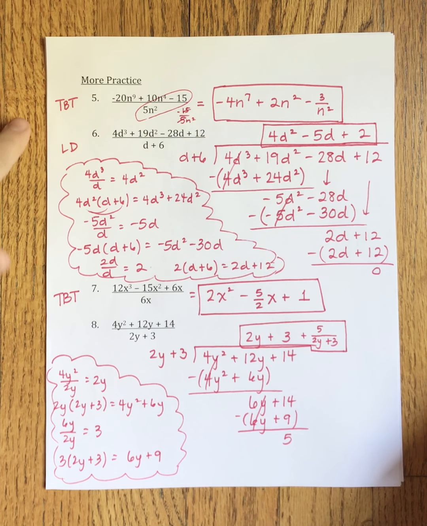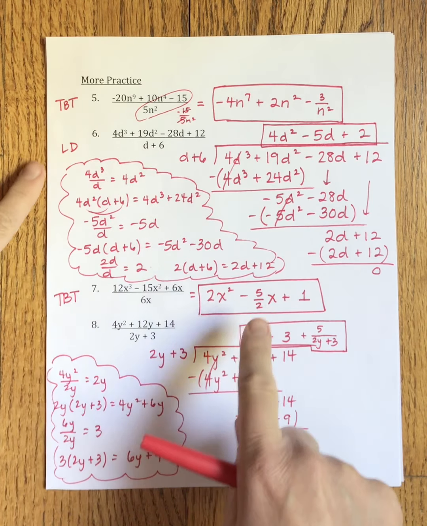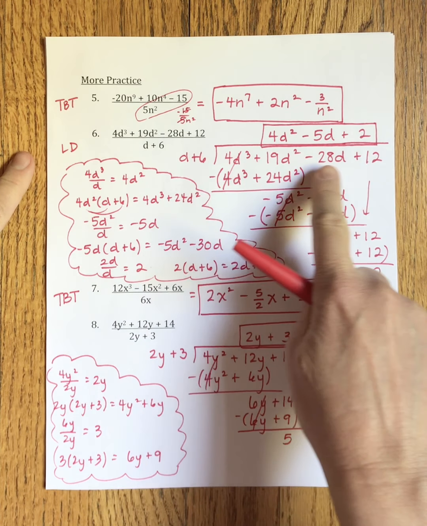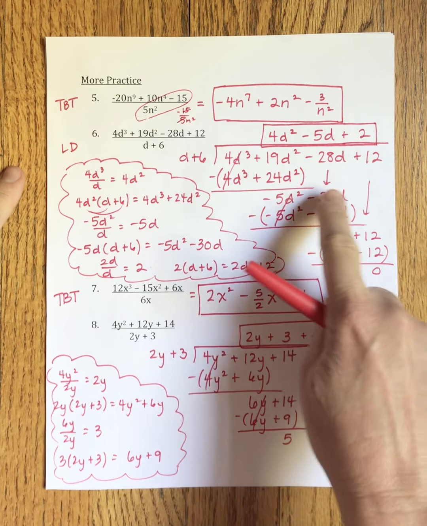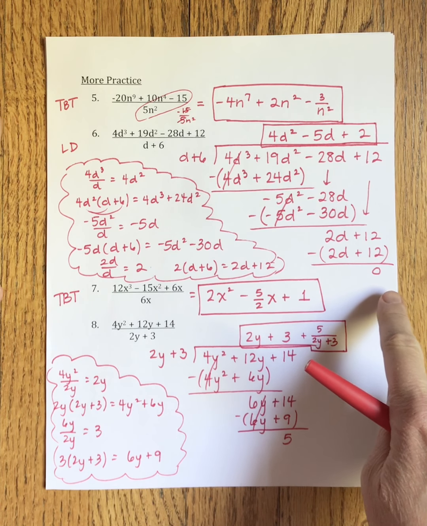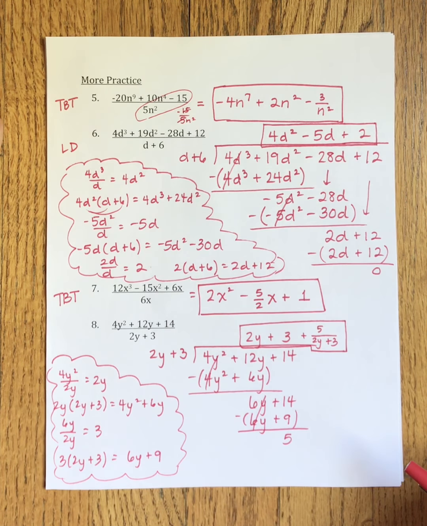Number 6 is long division. There are 4 terms in that top polynomial though, so it makes for a little bit longer problem. This one turns out to have no remainder.